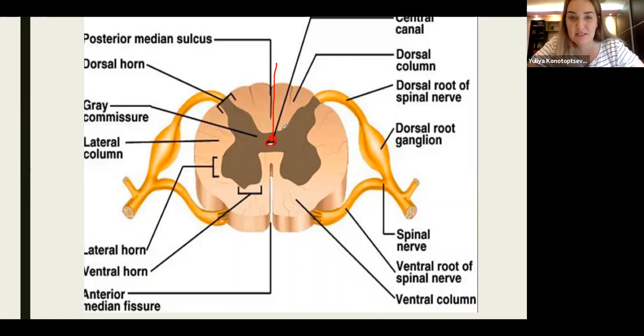It is located in this little bridge-like structure which connects the two sides of the gray matter. This bridge is called gray commissure. Okay, so this area right here, this is known as the gray commissure. It's simply the area which sort of connects the two things.